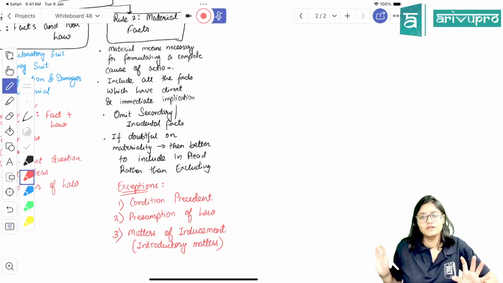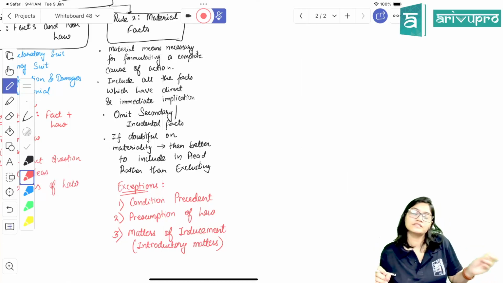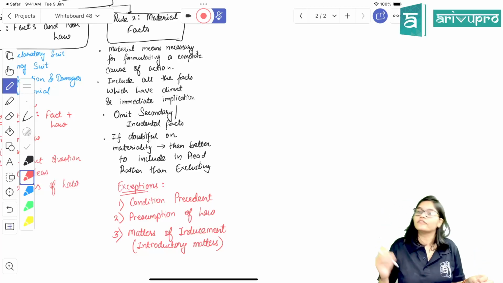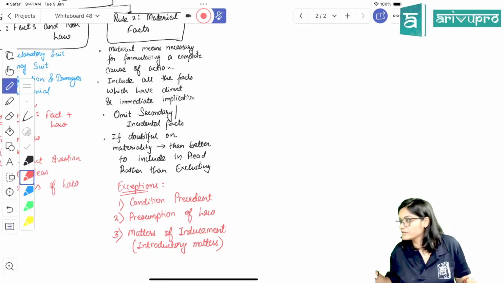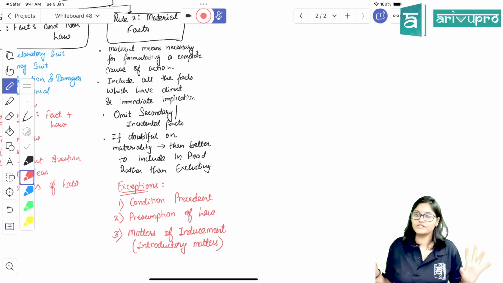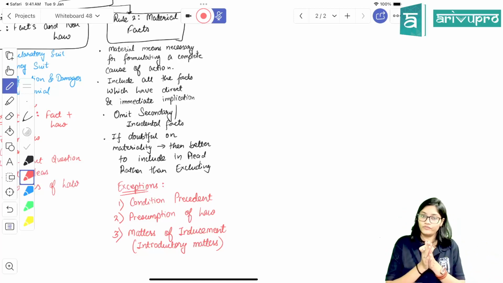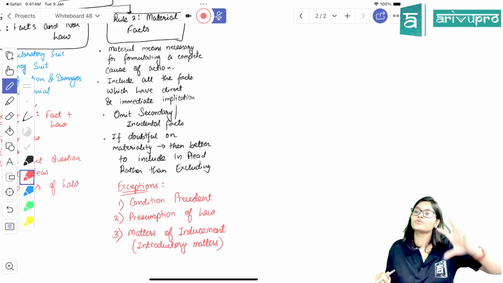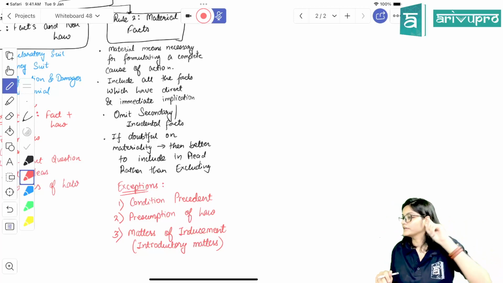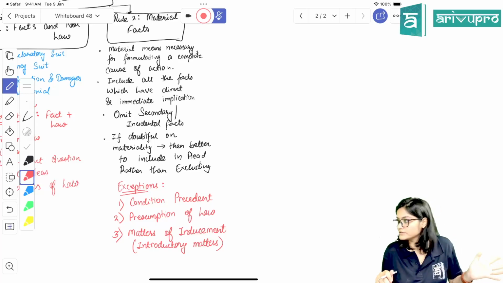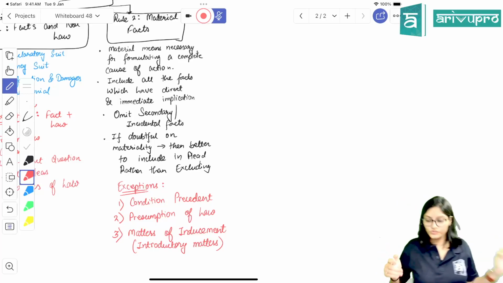Immaterial things, ignore. Material means necessary, which are necessary to form a cause of action. That is known as all material fact. If you are confused, better include it, right? Secondary facts, incidental facts, you can omit. Exception, then what are the exceptions? Where the facts which you don't mention, still it's okay: condition precedent, presumption of law, and matters of inducement, introductory matters. So that is the second rule.